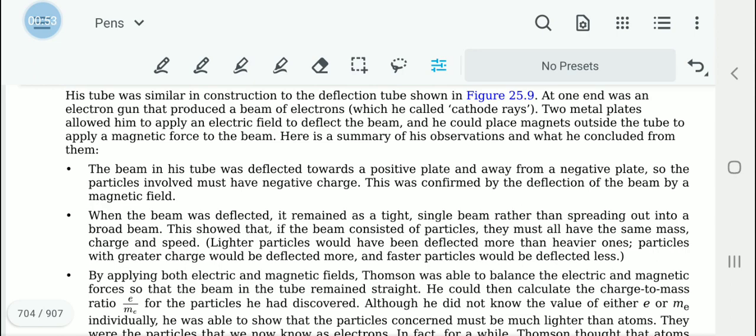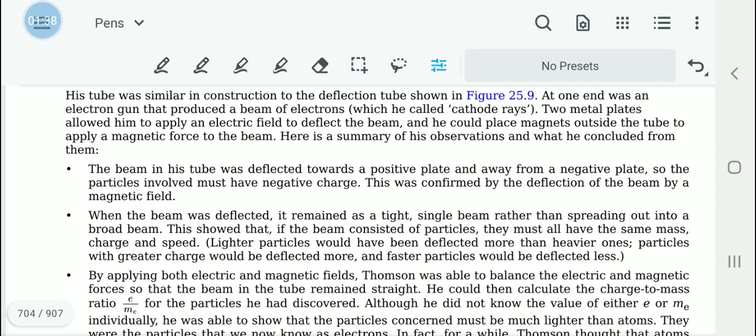His vacuum tube was quite similar to the one that we learned earlier. At one end there was an electron gun, producing what were known as cathode rays. Now you must remember, in O levels we used the same term. You can remember this experiment we have studied. There were two metal plates to apply an electric field to deflect the beam. Then he placed magnets outside the tube to force the electrons to change their direction.